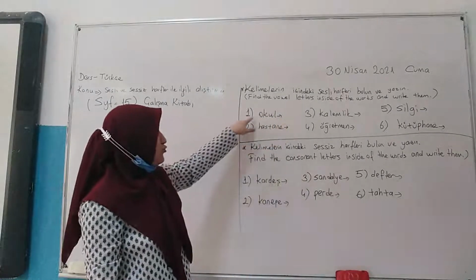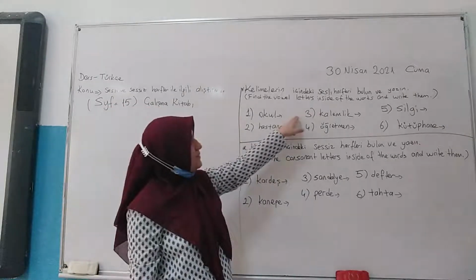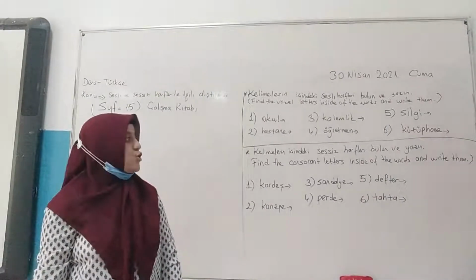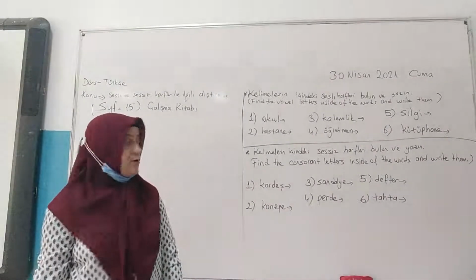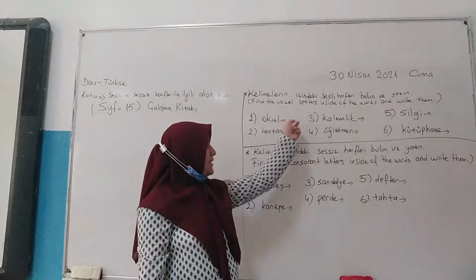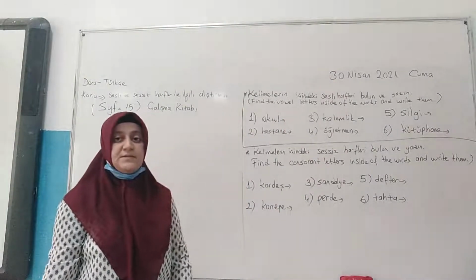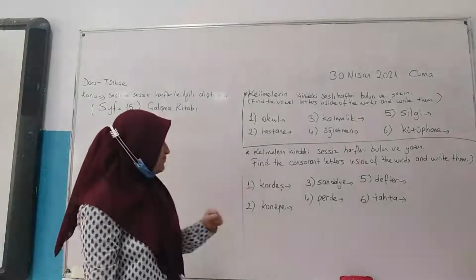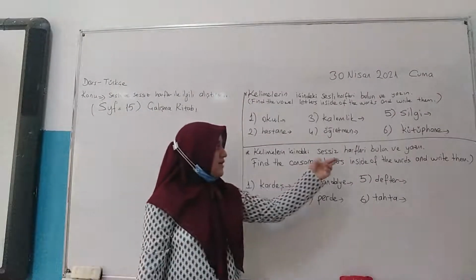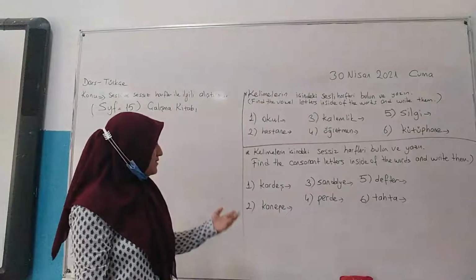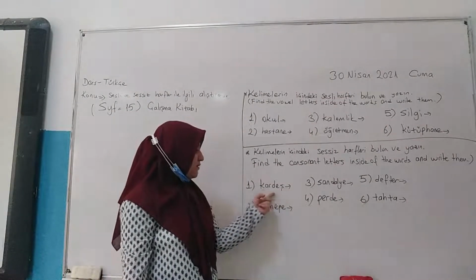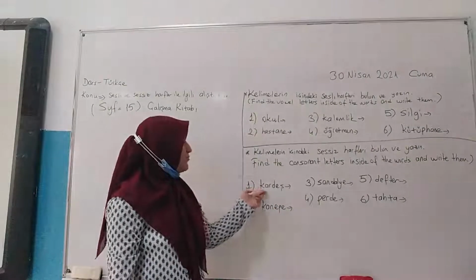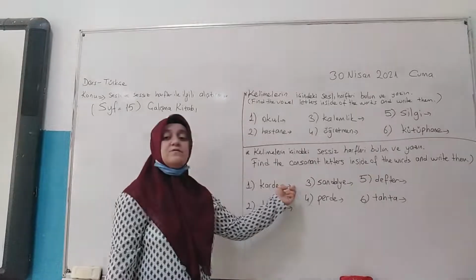Okay? We have okul, hastane, kalemlik, öğretmen, silgi ve kütüphane. We have 6 words. So you are going to find the vowel sounds and write them next to the word as we did in the activities. Okay? And the second activity that you are supposed to do, find the consonant letters inside of the words and write them. You are going to find the consonant letters inside of the word and write them next to it.